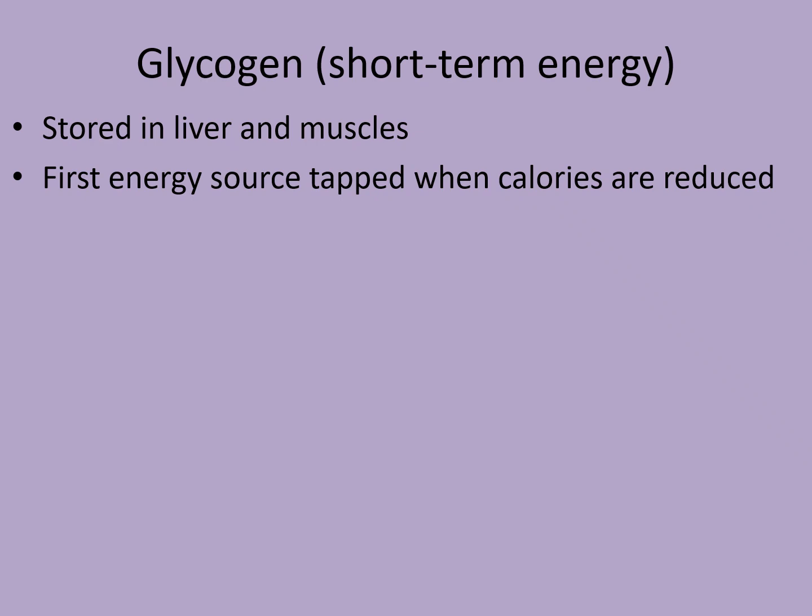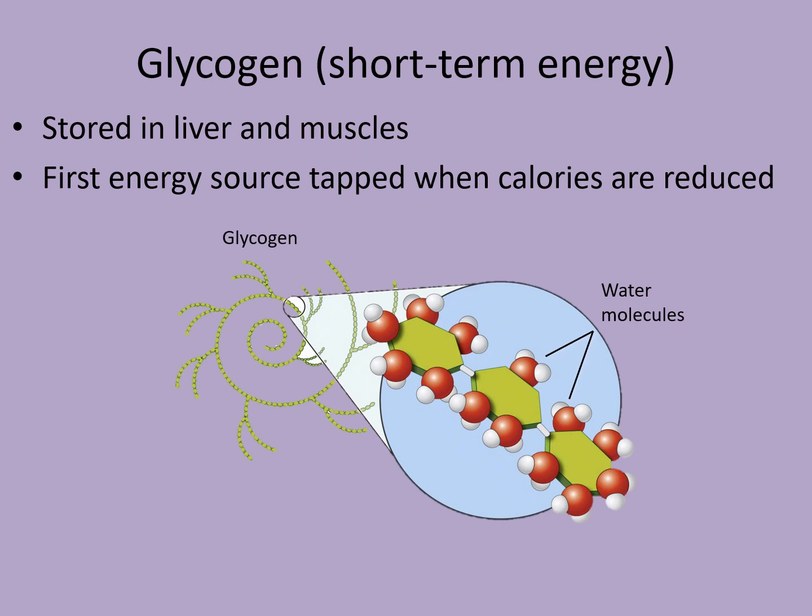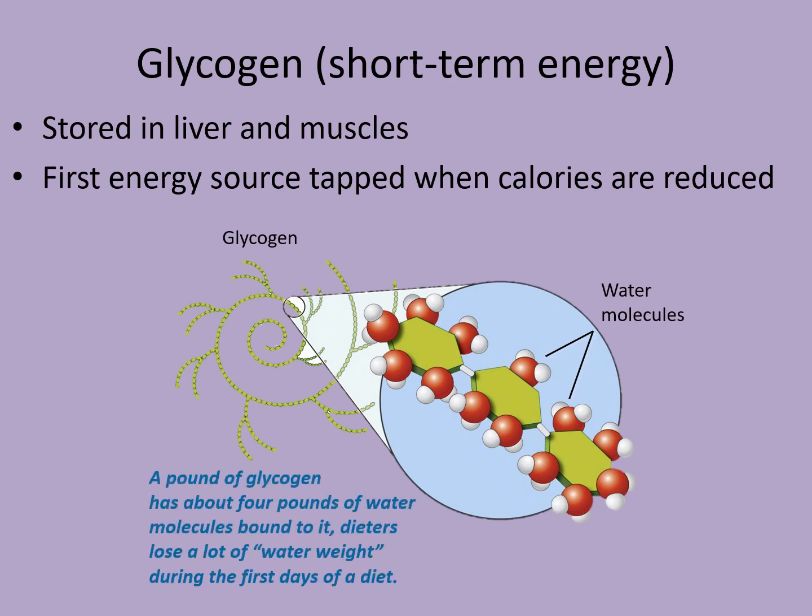Glycogen as short-term energy is stored in your liver and in your muscle. So it's the first energy source that's tapped into whenever you are reducing your calories. A pound of glycogen has about 4 pounds of water molecules bound to it. Dieters lose a lot of water weight, quote-unquote, during the first days of a diet because of this structure.